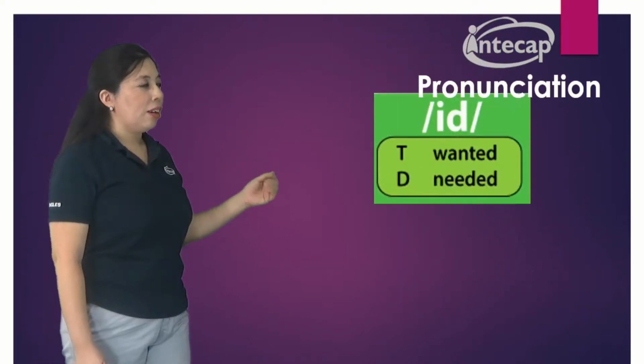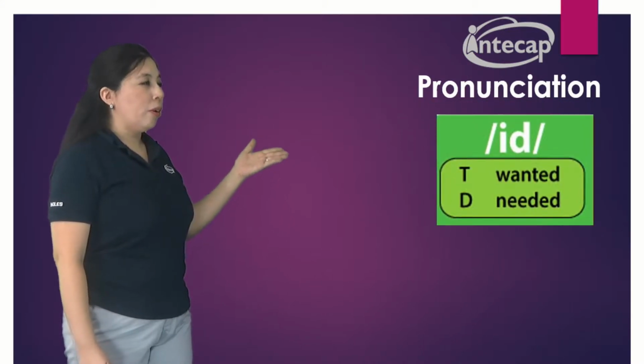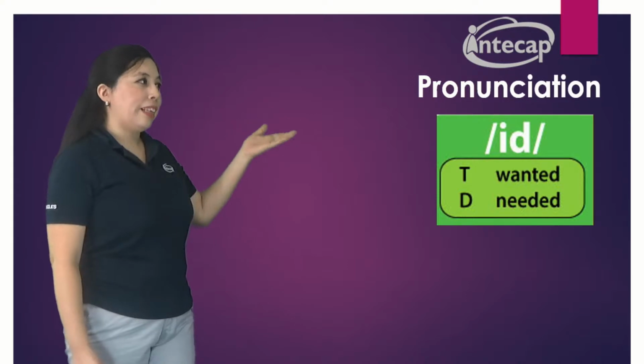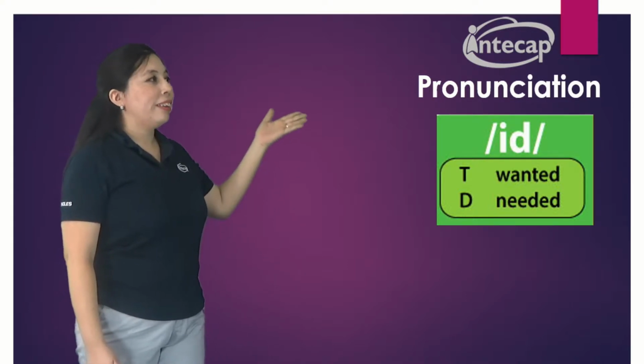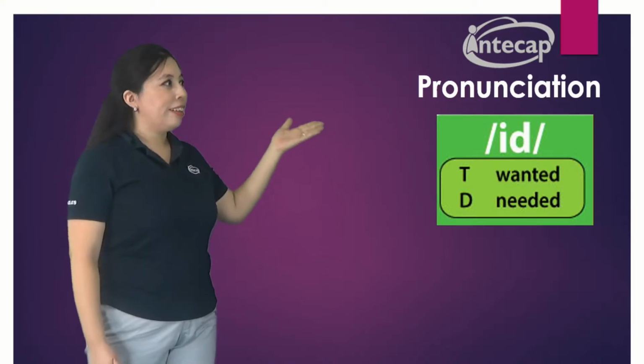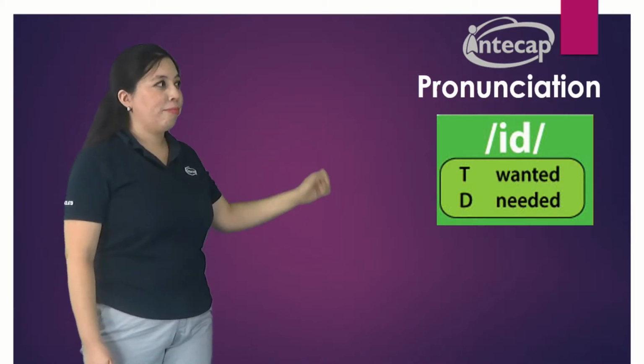And the last chart is the following. All the verbs that finish with T and D, we are going to add ed, but the sound is like an ID. For example, wanted, needed.